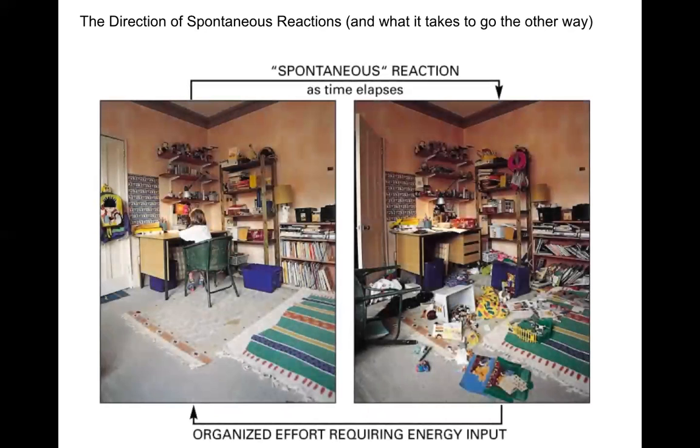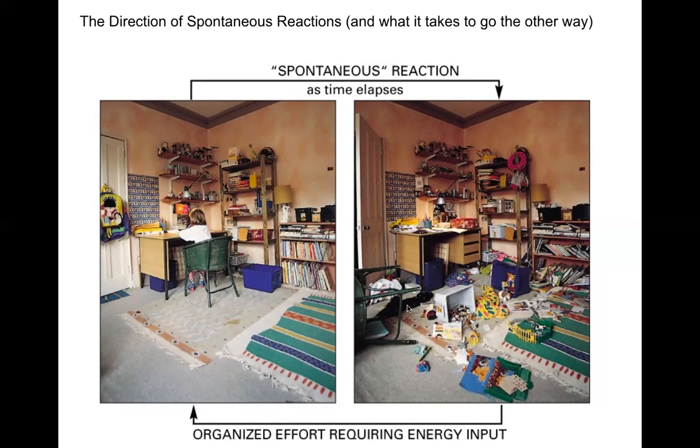Let's introduce another term from thermodynamics, and that is entropy. So the direction of a spontaneous reaction and what it takes to go the other way can be measured by the change in entropy. And the example I'm showing you here is both an analogy and not an analogy. It's actually a literal representation of entropy. So on the left, you will see a boy sitting at his desk. It is his desk in a highly ordered and clean and organized room. On the right, you will see that same room, a complete and utter mess, chaos.